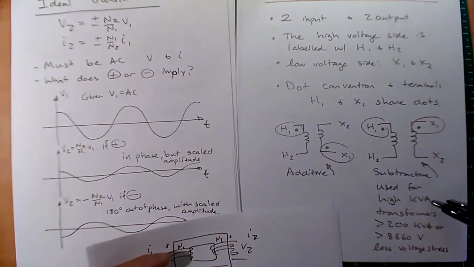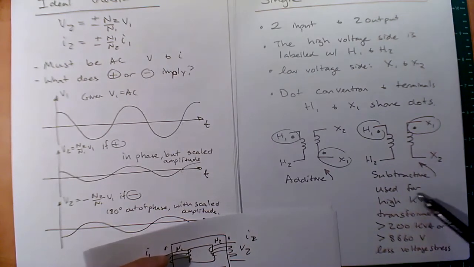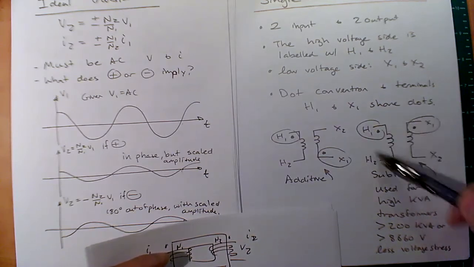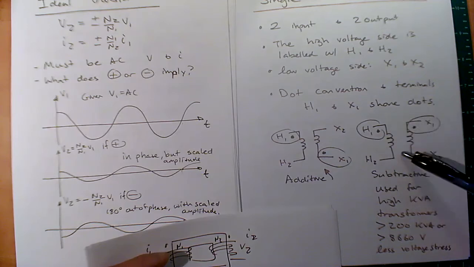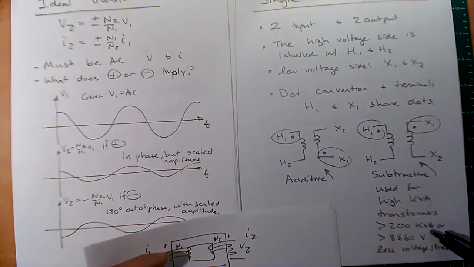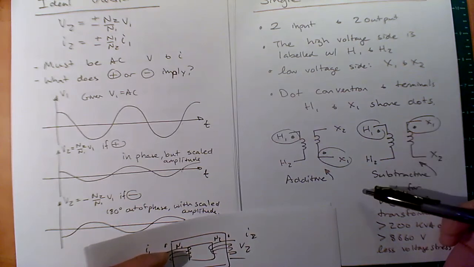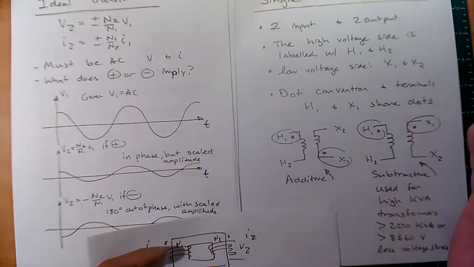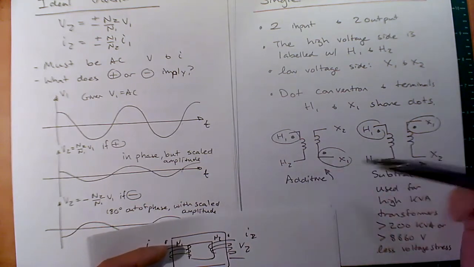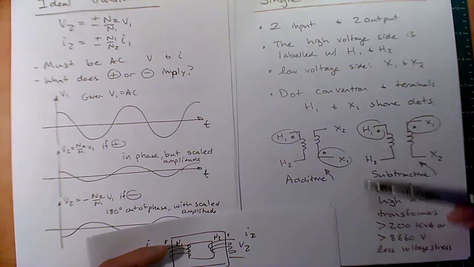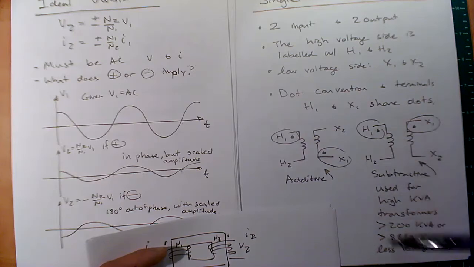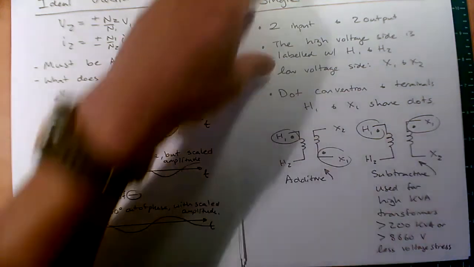And this is used for high KVA transformers. What is KVA? This is your apparent power, the total power that this transformer can handle, right? So either greater than 200 kVA or greater than 8,660 volts, you definitely want to use subtractive. Now the question is, why would anyone use additive then? Well, when they first started building transformers and they got all their machines tooled up, legacy, right? They have a bunch of additive. But what we'll see is that you have less voltage stress. So this is actually a better way to do things in terms of voltage stress for a transformer, okay?